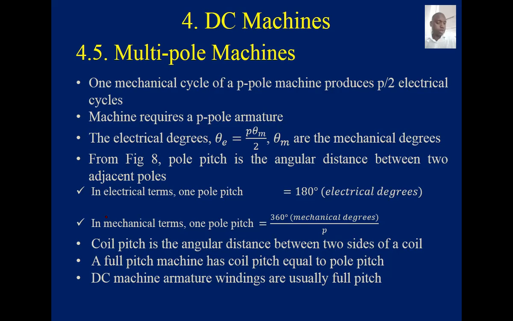So if a machine has p poles, it also requires a p-pole armature. Then the electrical degrees will be P theta m over 2, where theta m is the mechanical degrees. That means the number of degrees that you turn mechanically will be equal to twice the electrical degrees over the number of poles. So that is what we saw from figure 8. We can now determine the pole pitch, which is the angular distance between two adjacent poles.